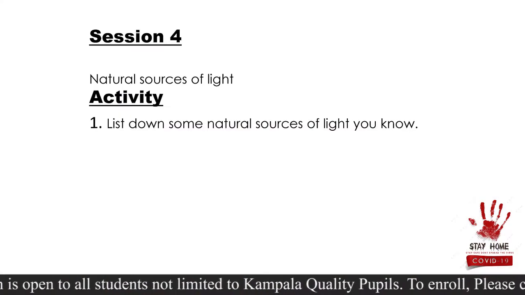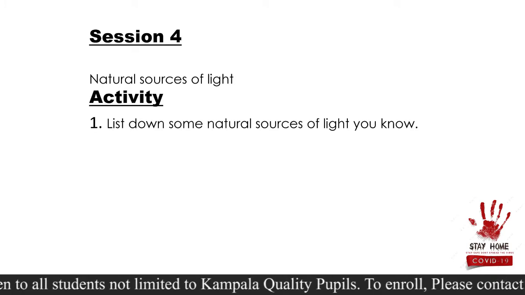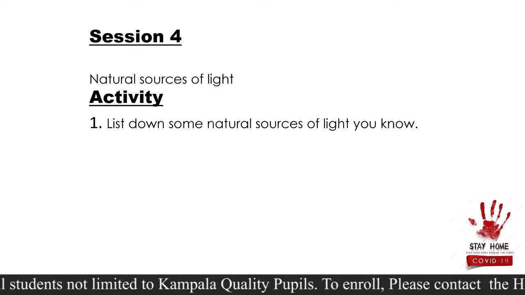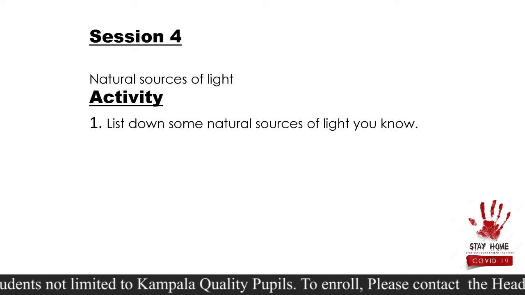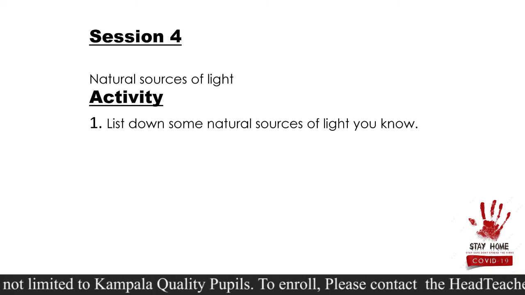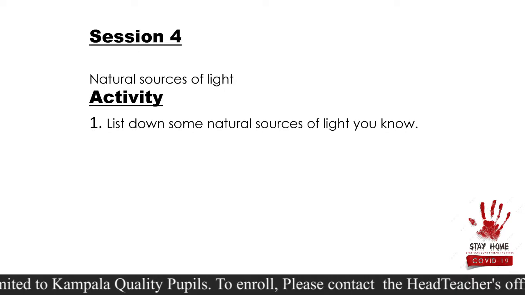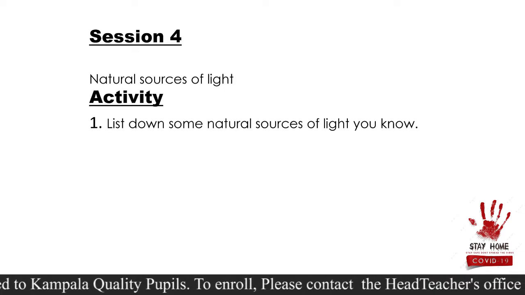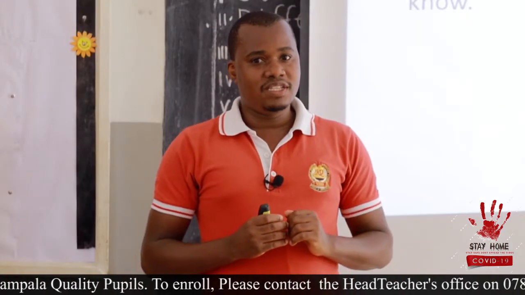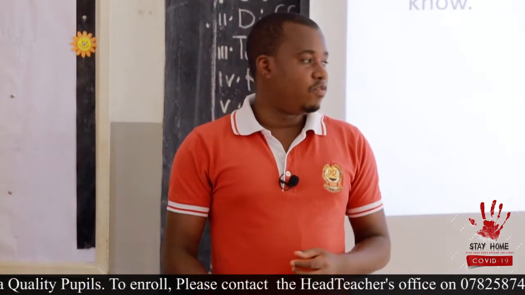Session 4, we are moving on very quickly. Natural sources of light. As I said, these sources exist on their own. Now, can you try to list down some natural sources of light that you know? The sources of things that give us light and they exist on their own. No person has made them. I want you to make some small list there and we see. Natural sources of light, quickly.